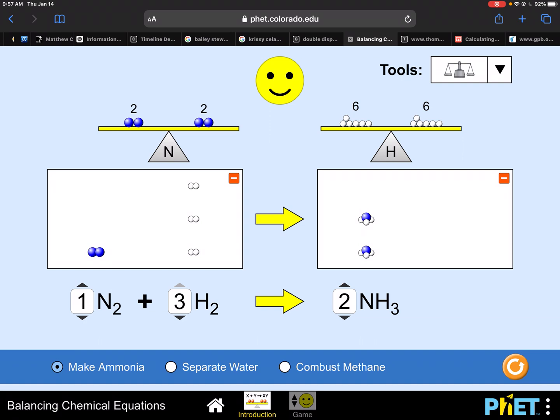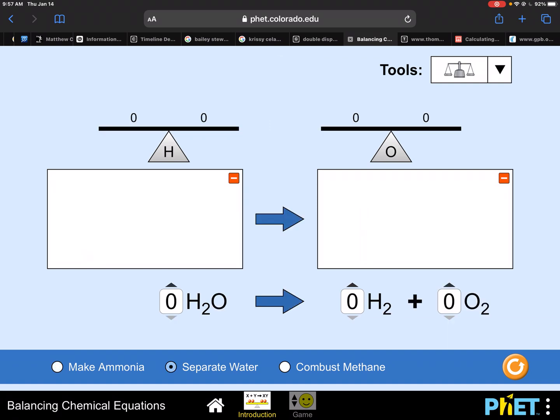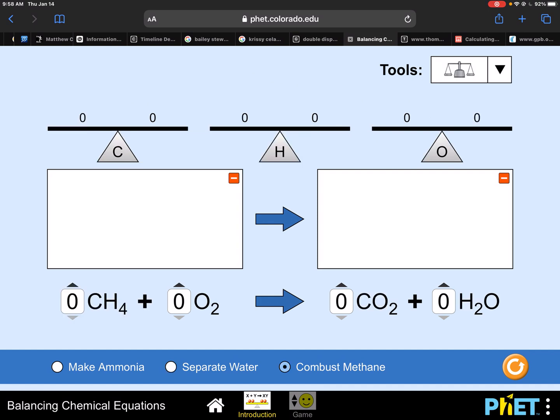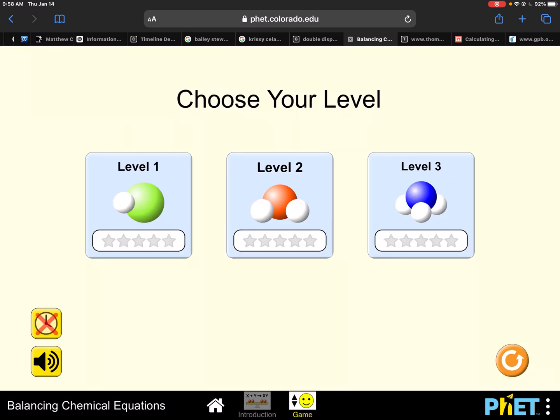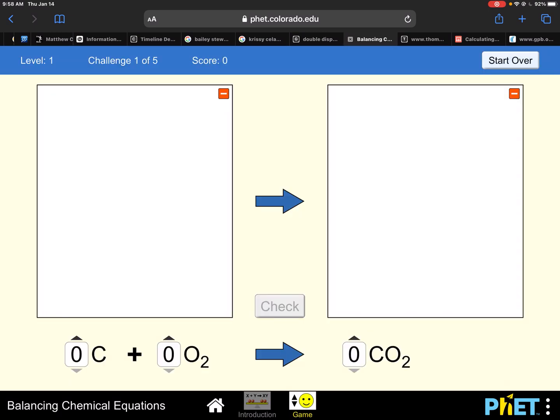So you can answer the questions you're going to go through with this water decomposition reaction, and then a methane combustion reaction. Afterwards, at the bottom, you'll click Game, and you'll do each one of these levels where you balance these reactions. And then at the very end of the virtual lab, you just have like 12 reactions to balance.